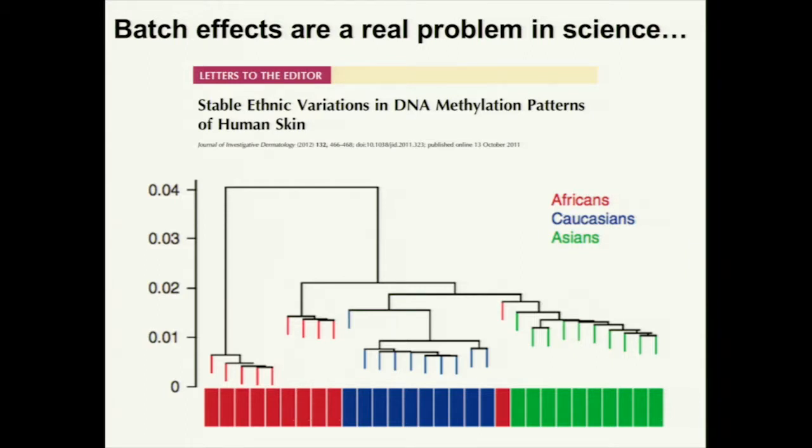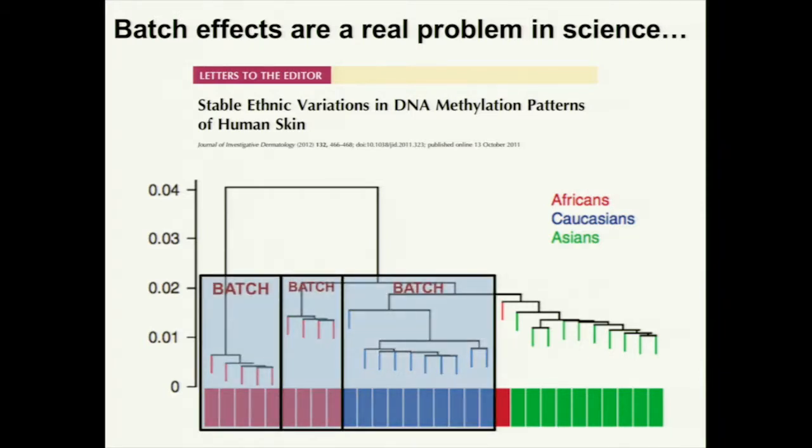I already mentioned things like batch effects. I just want to throw this one up to show you. This is a paper that was published a couple of years ago in some relatively minor journal, but it really nicely illustrates false conclusions people can come to. The title of this paper is Stable Ethnic Variations in DNA Methylation of Human Skin, okay? And what they're showing you is a dendrogram that has African individuals, European individuals, and Asian individuals. Based on this dendrogram, they said, well, look, the Asians cluster separately to the Europeans, apart from these being different to the Africans. So therefore, that's our conclusion, okay?